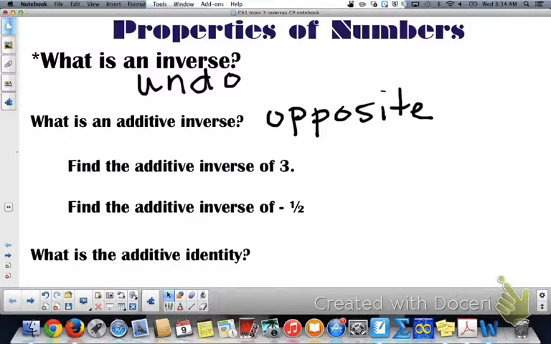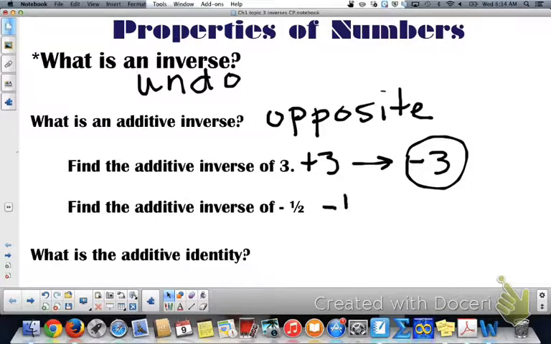So if we were going to do something where it says find the additive inverse of 3, if we are going to add 3, the inverse to get it back to what you started with is minus 3, okay? So the additive inverse would be minus 3. The additive inverse of negative 1/2: as I subtract 1/2 to get back to what I started with, I would have to add 1/2. Okay, so the additive inverse is just the opposite.